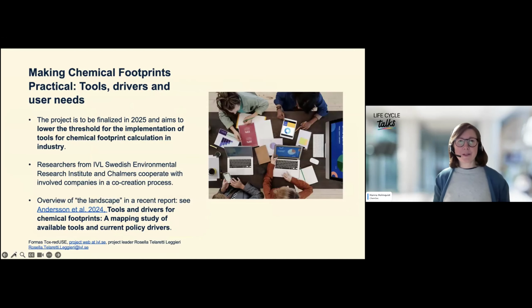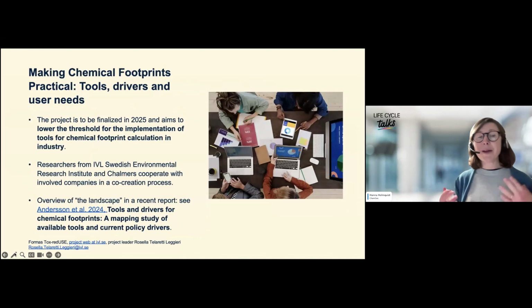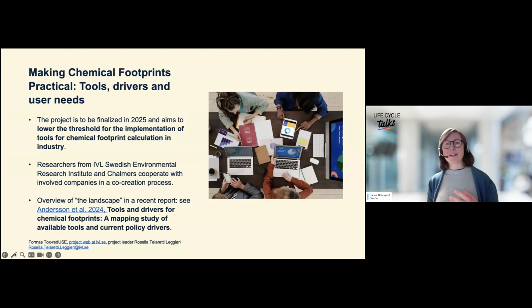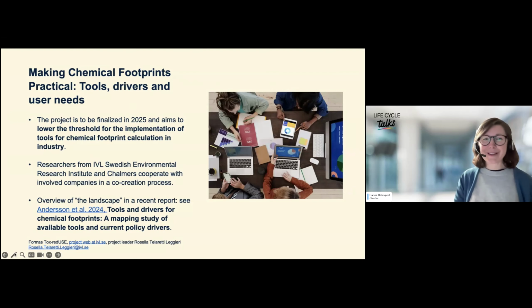So first, the Formas Tox-redUSE project on making chemical footprints practical. The project is to be finalized this year. It's run by my former colleague Rosella at IVL, and it aims to lower the threshold for the implementation of tools for chemical footprint calculation in industry. In this project, researchers from IVL and Chalmers cooperate with involved companies in a co-creation process. And it's going to be so interesting to see the results, of course.